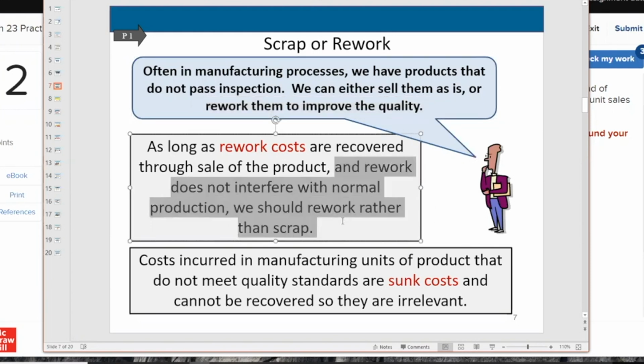And also, we have to consider this. If we take the time to rework or remake this shirt, we will have to take people off the regular assembly line to do that, which will mean they will not be able to make other shirts. So that's like an opportunity cost, isn't it? And remember what I said about sunk costs. The sunk costs are costs that have happened in the past, and we ignore those because they've already happened.